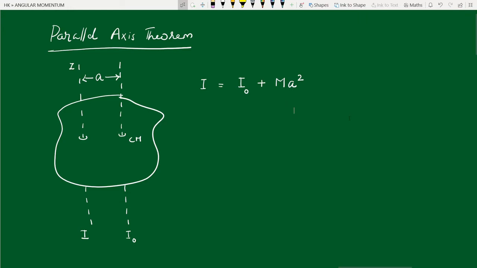Let us try to prove this theorem. For this, let me consider a particle on the body, the jth particle. This particle is at a perpendicular distance, let us say rho j, from the z axis, or the axis about which we want to calculate the moment of inertia. And suppose this jth particle has a mass mj.